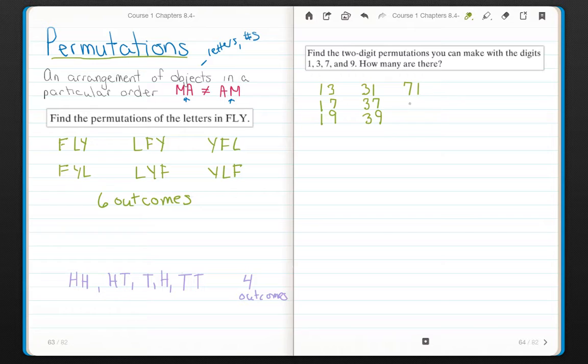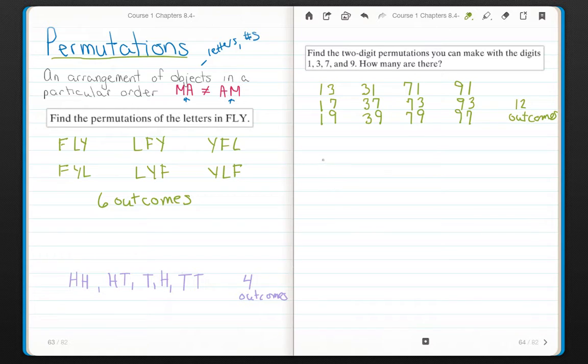So then if I start with 7, I can have 7, 1, 7, 3, 7, 9. If I start with 9, I could have 9, 1, 9, 3, and 9, 7, for a total of 12 outcomes.